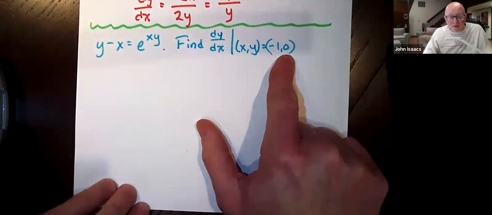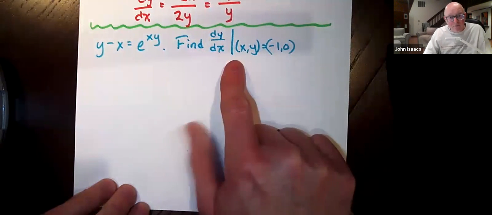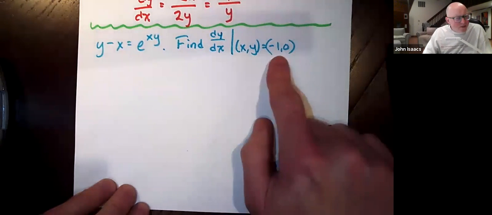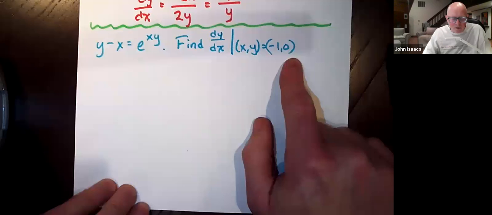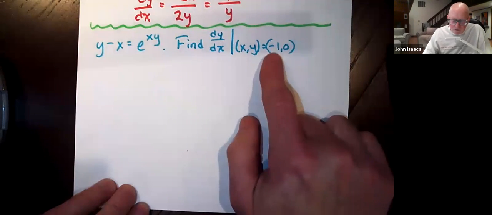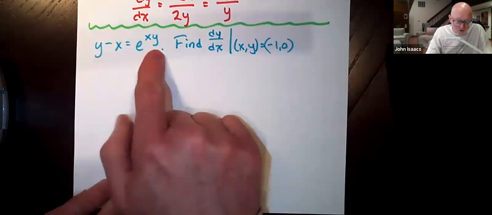Well, that implies we're looking for the slope of the tangent line. We're looking for the slope of the tangent line at (-1, 0). (-1, 0) better be part of the function. So before we go too far, let's just make sure that it is. If we put (-1, 0) in, is this true?